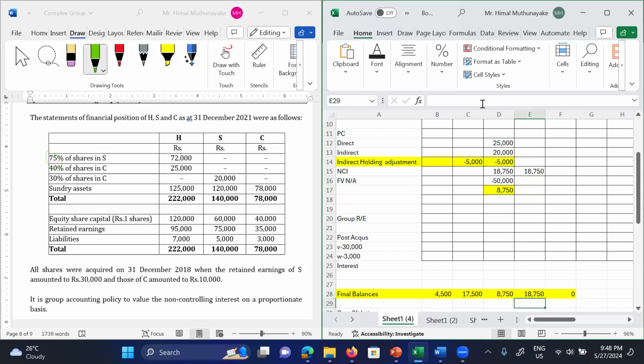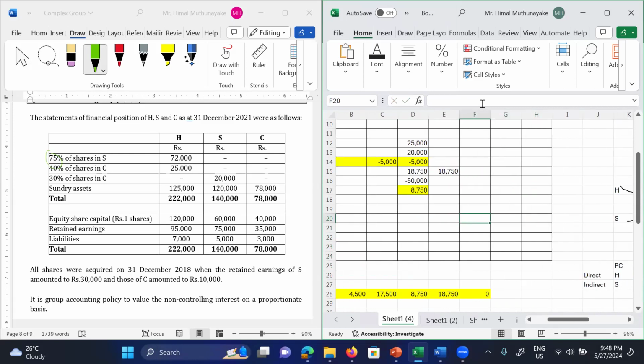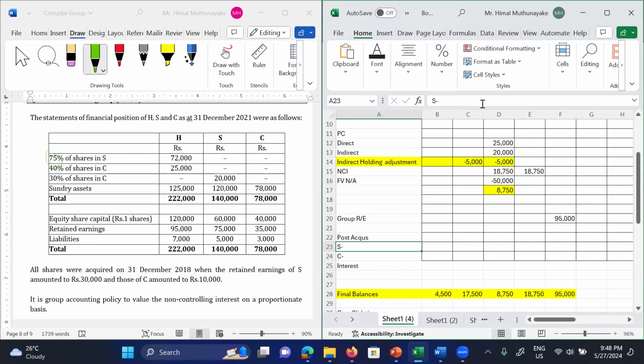Then the group retained earnings. So when it comes to the S and C, S and C. So S, the group retained earnings would be 95,000. Yes, 95,000. Right, this is 95,000, and the post acquisition profit.